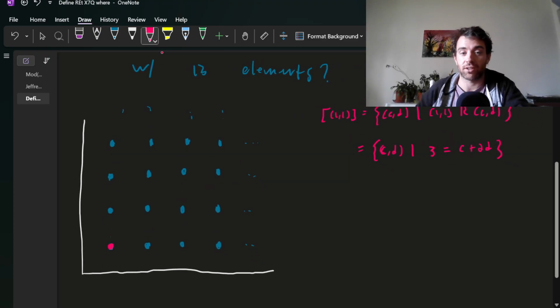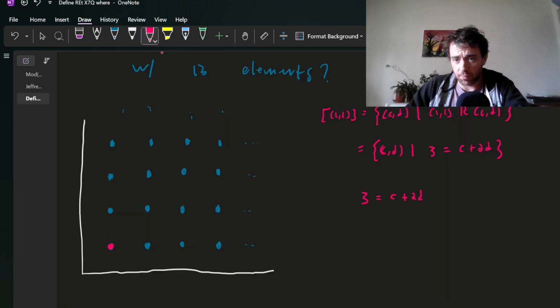So we ask ourselves, what are the possible solutions to this? And we want to make sure that c and d are integers, of course. So how could we possibly solve this equation? So let's think about this. d has to be a positive integer, so the smallest that d could possibly be is 1. If d is 1, this second term will be 2. And can we choose an integer c that will make this equal to 3? Yes, that's 1. But of course, that's just the point (1,1). We already know that belongs to the equivalence class.